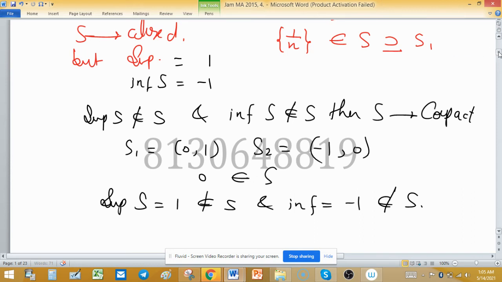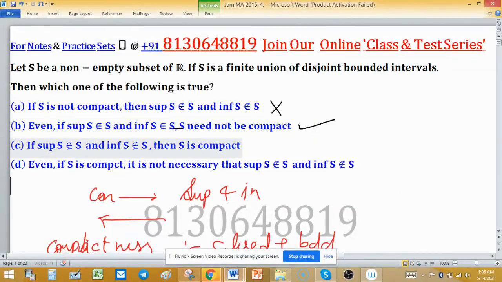So the supremum and infimum exist and are not in S, yet S is not compact. So this statement is not true, because 0 is a limit point of S. Even if S is compact, it is not necessary that the supremum of S is not in S and the infimum of S is not in S. So we have shown this point also.